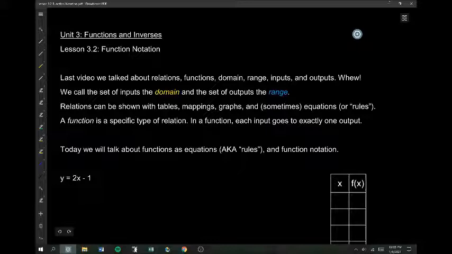Hey y'all, this is our Unit 3, which is on functions and inverses. In our last lesson we talked about functions and relations. We'll get to the inverses a bit later. Today we're going to talk about a thing called function notation.